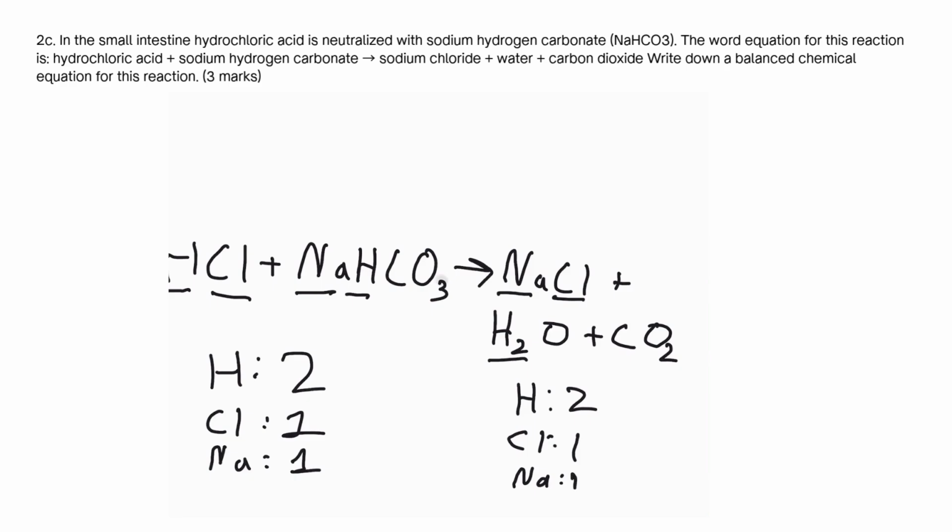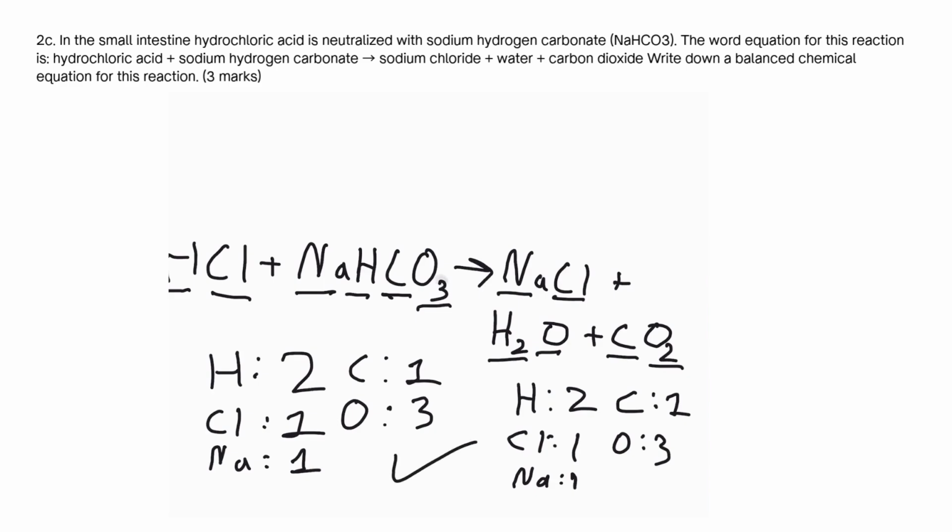And let's count the number of carbon here. 1. And the number of carbon here is also 1. And let's count the number of oxygen, which is 3 here. And we have 1 plus 2. So 3 here as well. So we can say that this chemical equation is balanced just as we wrote it. Now, just know that this is not always going to be the case. And if you want to know how to balance any chemical equation.